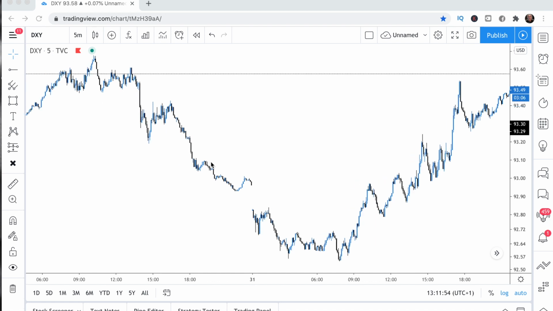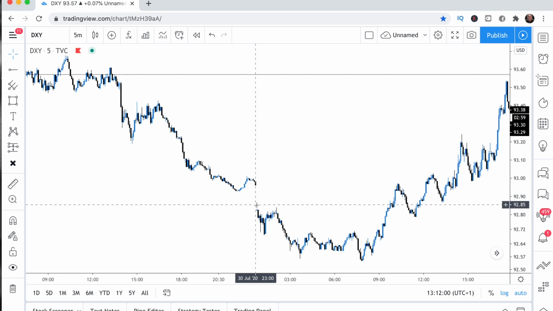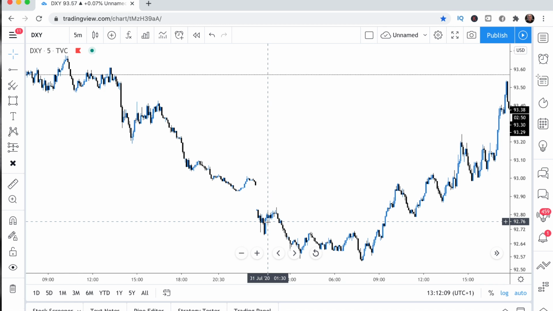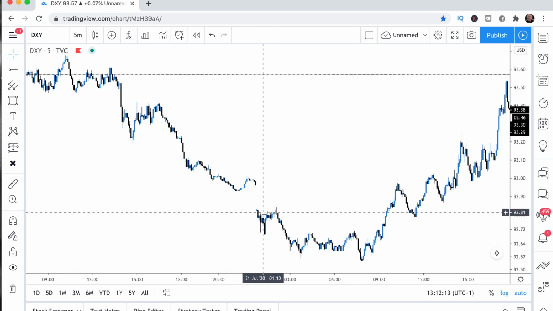So now check this out. You can see that there's a massive gap. Over the weekend, this thing just gapped like crazy. It gapped here and it was never filled. As you can see, it came up and never filled the gap. So eventually they're going to come back and fill this gap, right? So that is one draw on liquidity. That's one draw on price, right?